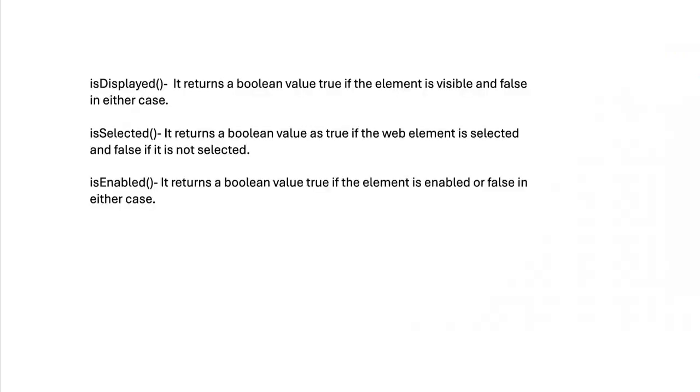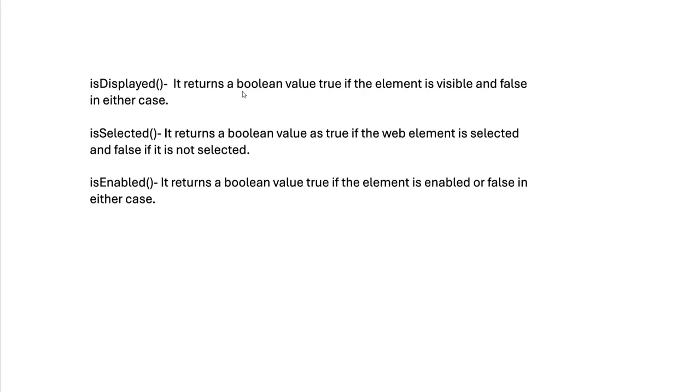So let's get started. I mentioned three different methods. One is isDisplayed. The isDisplayed method is used when you want to identify on a web page whether a particular web element is visible or not. In that case, we can use this isDisplayed method and it returns a true or false value. Basically, it is a Boolean value. If it is visible, it returns true. If it is not visible, then it returns false.